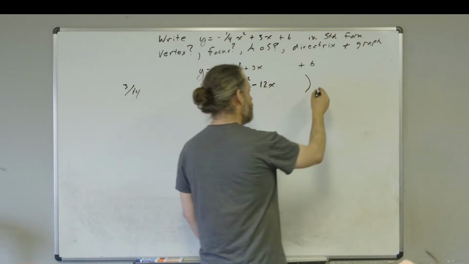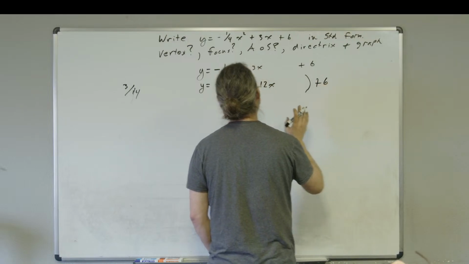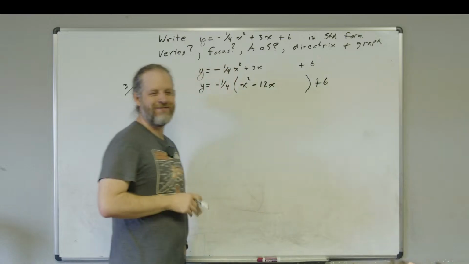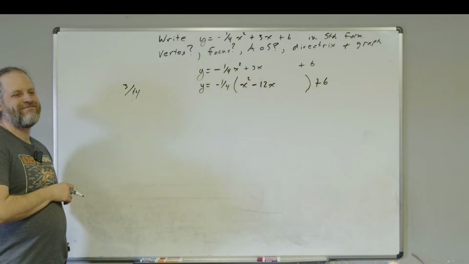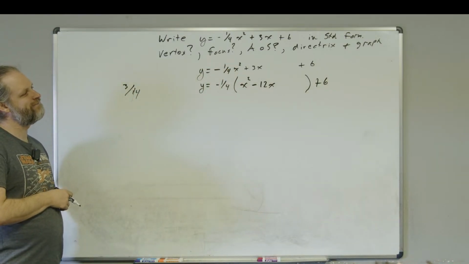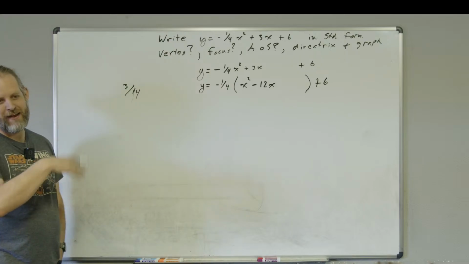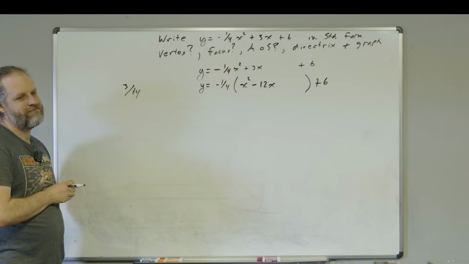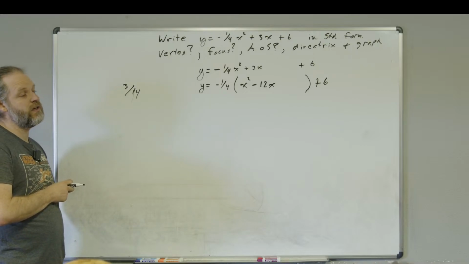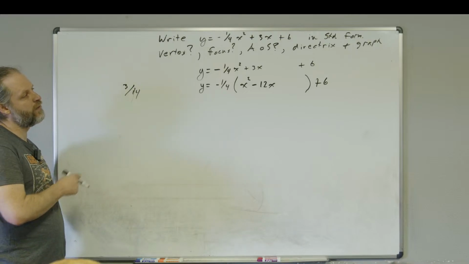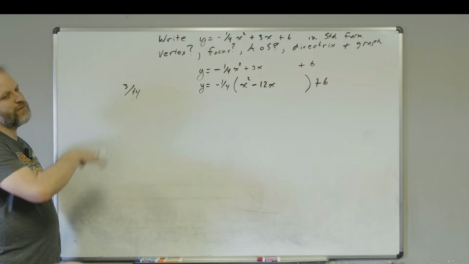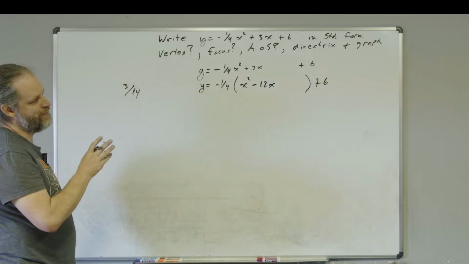We're good so far. Nothing wrong with that. Factor a negative 1/4 out of the front. Why aren't you factoring it out of the 6? Because we are not completing the square there. We're completing the square in the front part. The 6 is going to be the k or part of the k.